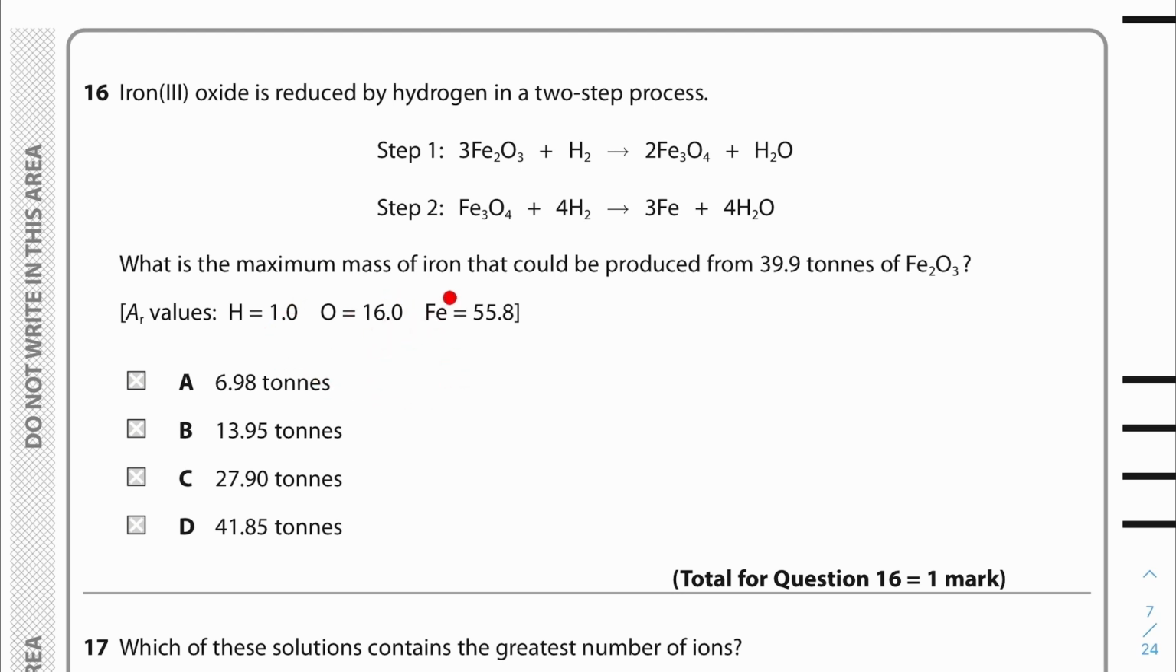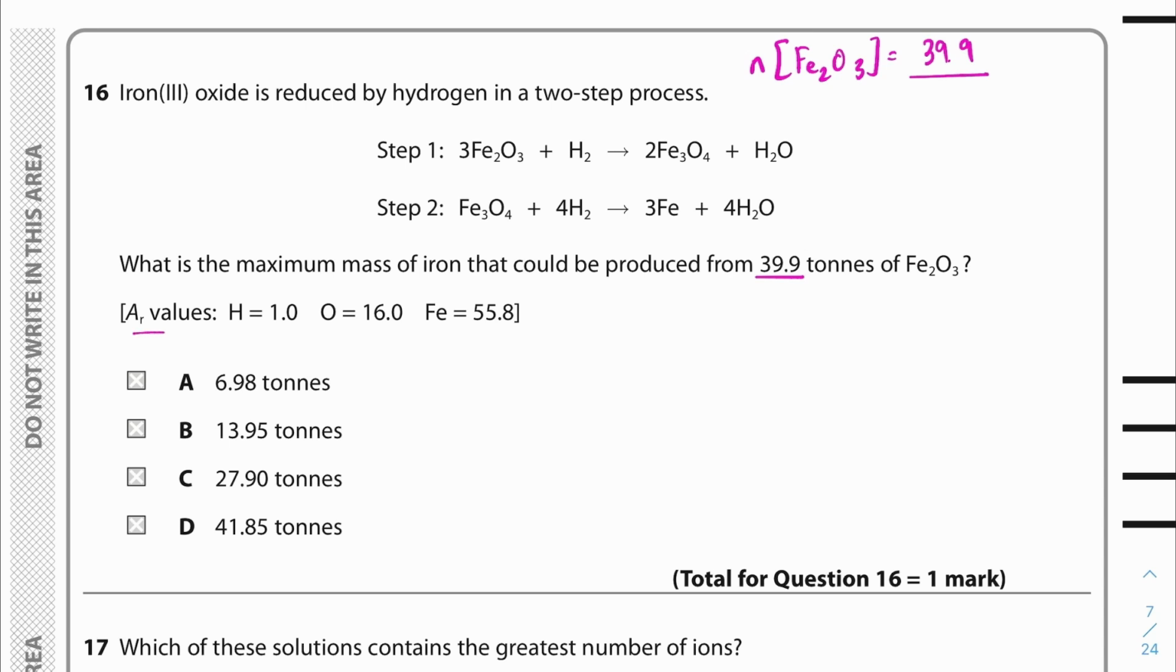What do we do here? So first, having not known anything, let's use this information. So we have 39.9 tons of Fe2O3. So let's try to find out the moles of this Fe2O3. That's going to be mass over molar mass. So 39.9 is our mass, over the molar mass of Fe2O3.